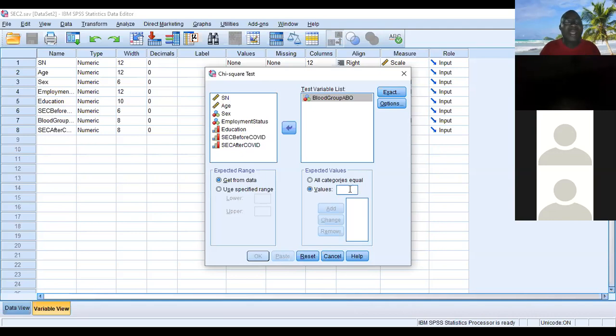So you start with number 1, A. That is why you have to know the order, the way you code it. A is number 1. The expected count is supposed to be 63.3. Put 63.3 and click on add. The second one is 56.7. Add. Can you see it's added down now? The third one is 46.2. The last one is 133.8.